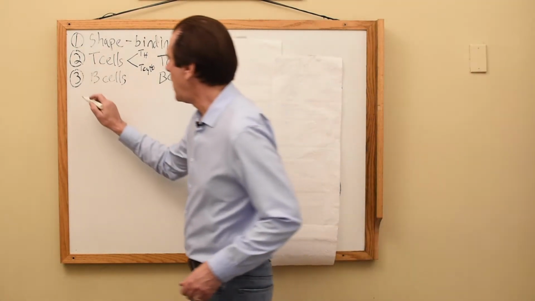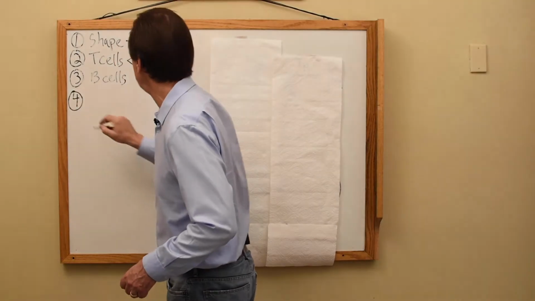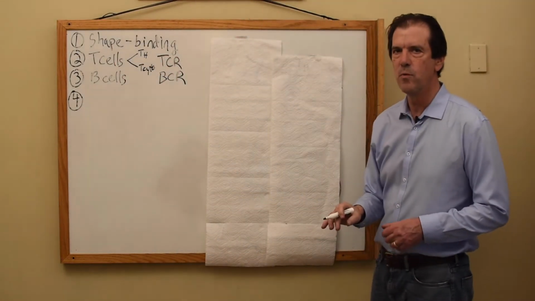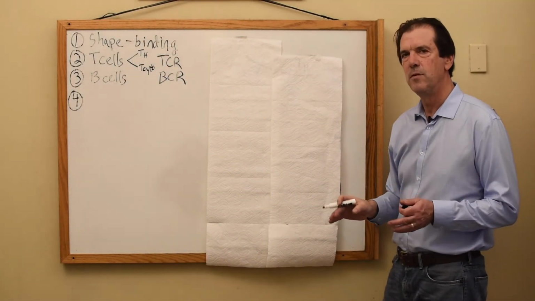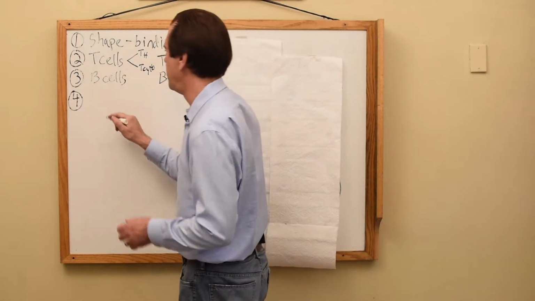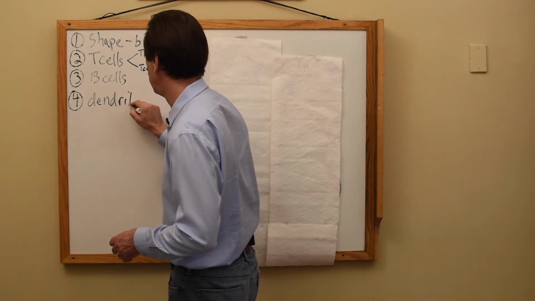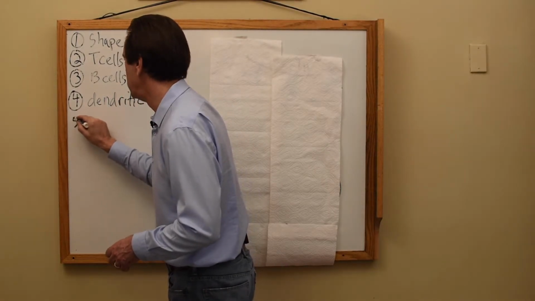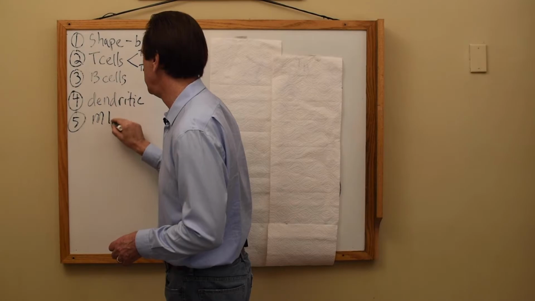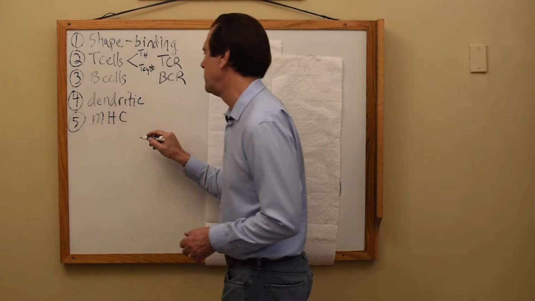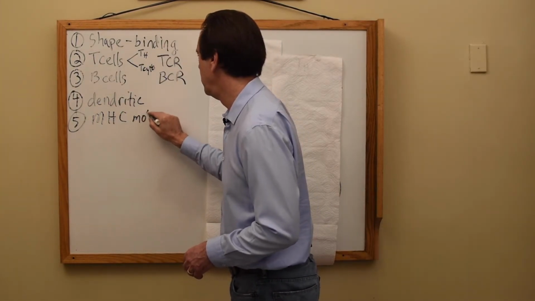Now, to explain how T cell receptors work, I'm going to have to introduce you to two additional concepts. The first is dendritic cells, and the second is MHC, major histocompatibility complex molecules, which are proteins.